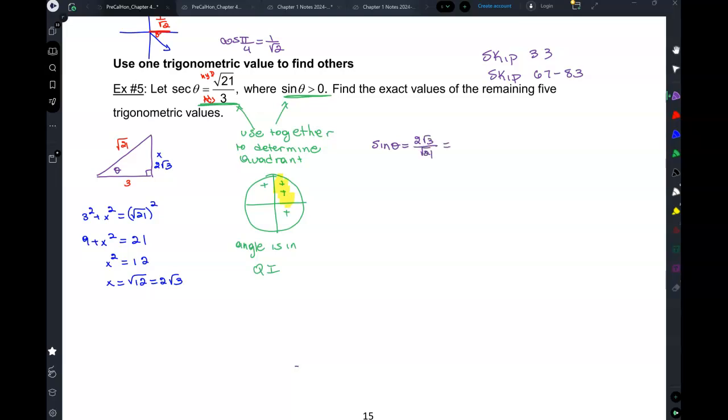Okay, this one, you need to simplify it, all right? Because you have two roots that are being divided with each other. That's the same as 2 root 3 over 21. So this is 2 root 1 over 7. Is that right? Which is 2 times root 1, 2 over root 7.